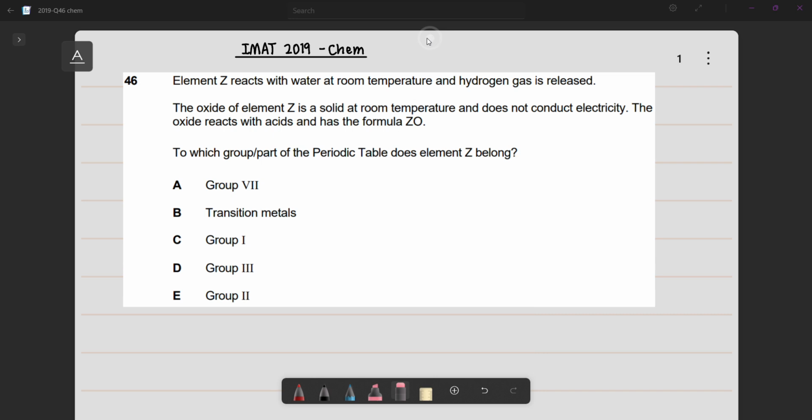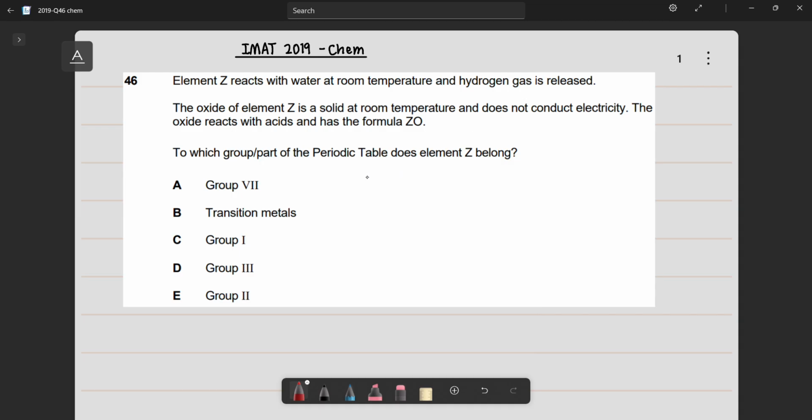Back. This is chemistry question 46 from the IMAT 2019 past paper, so I'll be answering this question. The element Z reacts with water at room temperature and hydrogen gas is released. So we must know that this characteristic of being reactive with water at room temperature, with hydrogen gas released as the product, is mainly of group 1 and 2 elements.